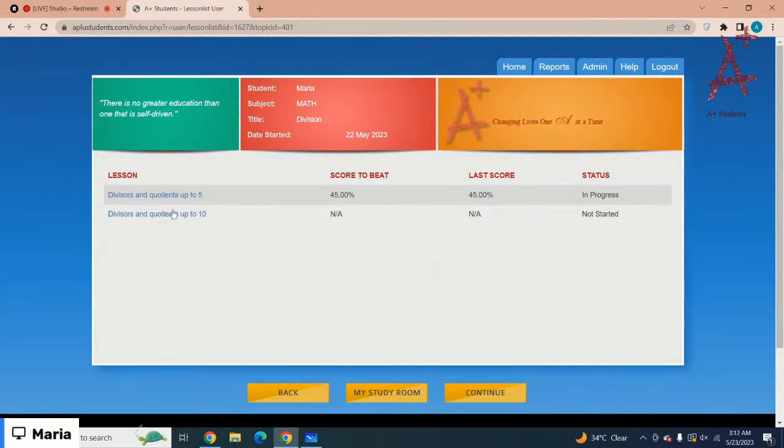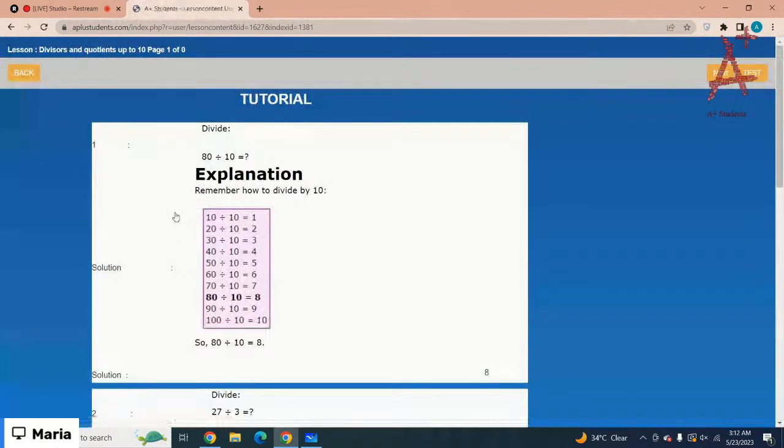The next lesson is divisors and quotients up to 10. Let's start with the first question. You have to divide 80 by 10. You have to count a table of 10 until 80. So 10 times what number is 80? Yes, 10 times 8 is 80. So the correct option is 8. Let's start with the test questions.